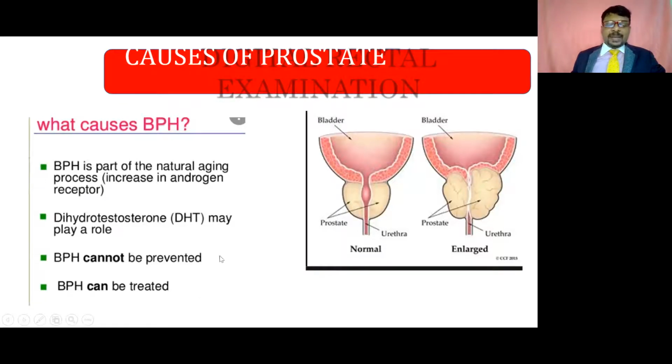It cannot be prevented because it is a natural aging process. Everybody is going to face the same problem. But if you take some precautionary measures in day-to-day life, we may slightly prevent the complications, though not completely. And if they get the problem, it can be treated easily if you diagnose it early.